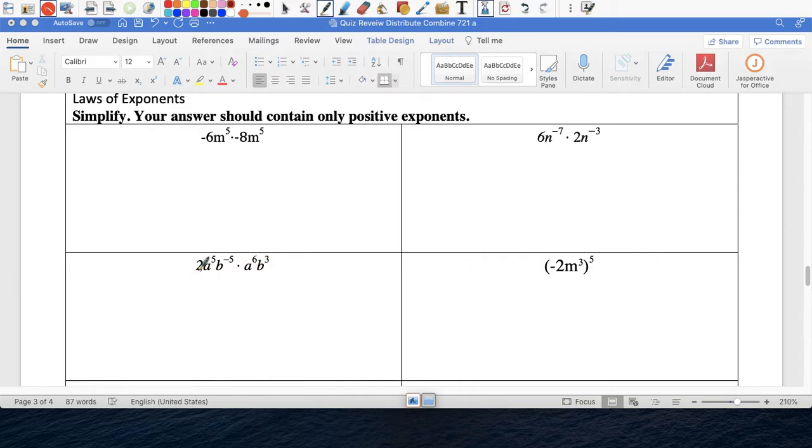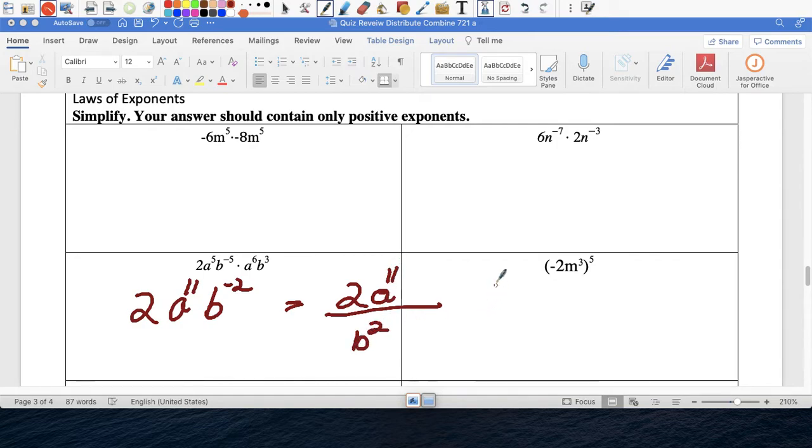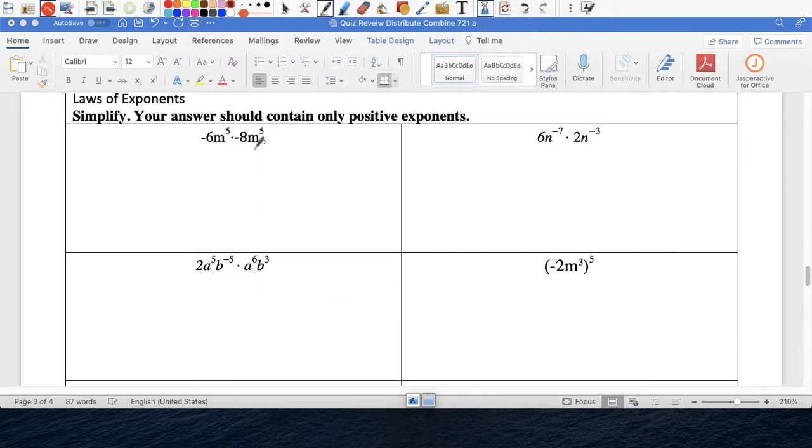Here, let's multiply 2 with that invisible 1, so that's just 2. a^5 times a^6, keep the base, add the exponents. b^-5 times b^3, you can keep the base again and add the exponents, and you get negative 2. And now you'll change that, right? So the 2 stays up, a to the 11th stays up, and b to the second goes down. That's one way of doing it, and again, I'll do it the other way.